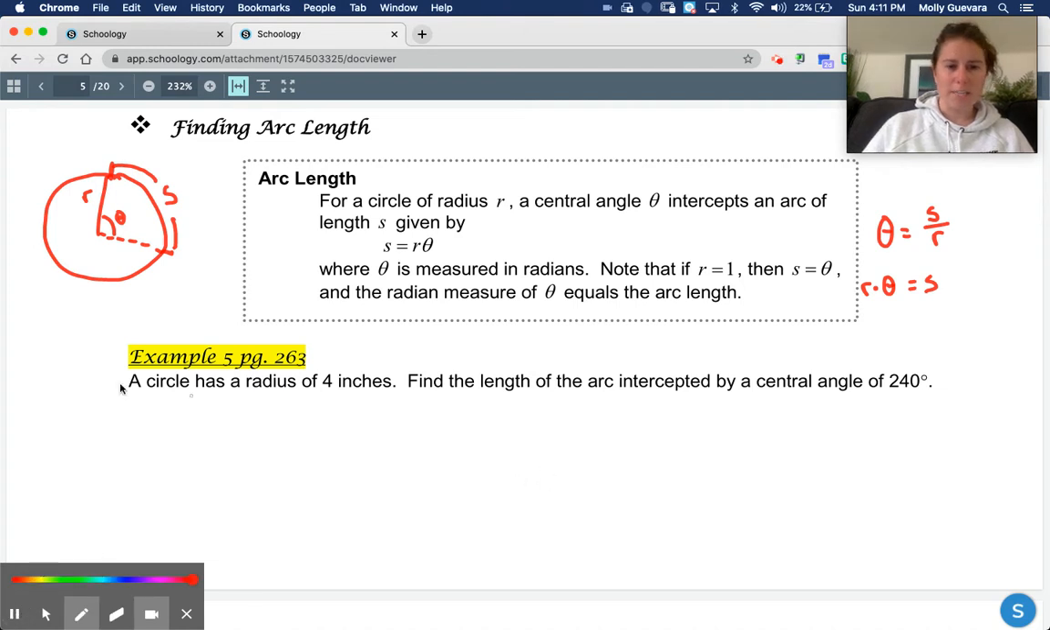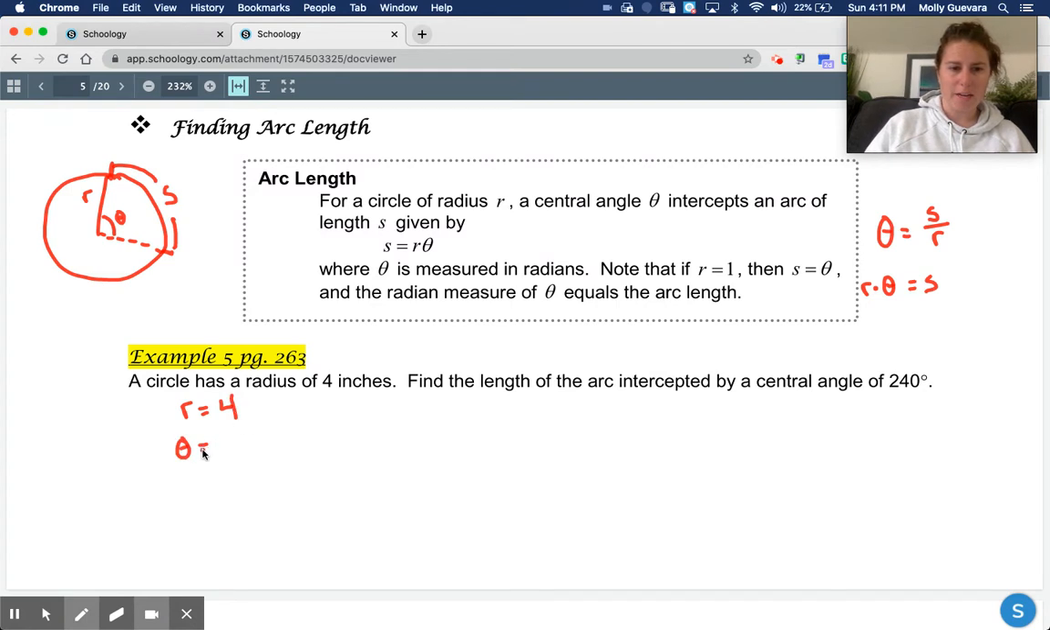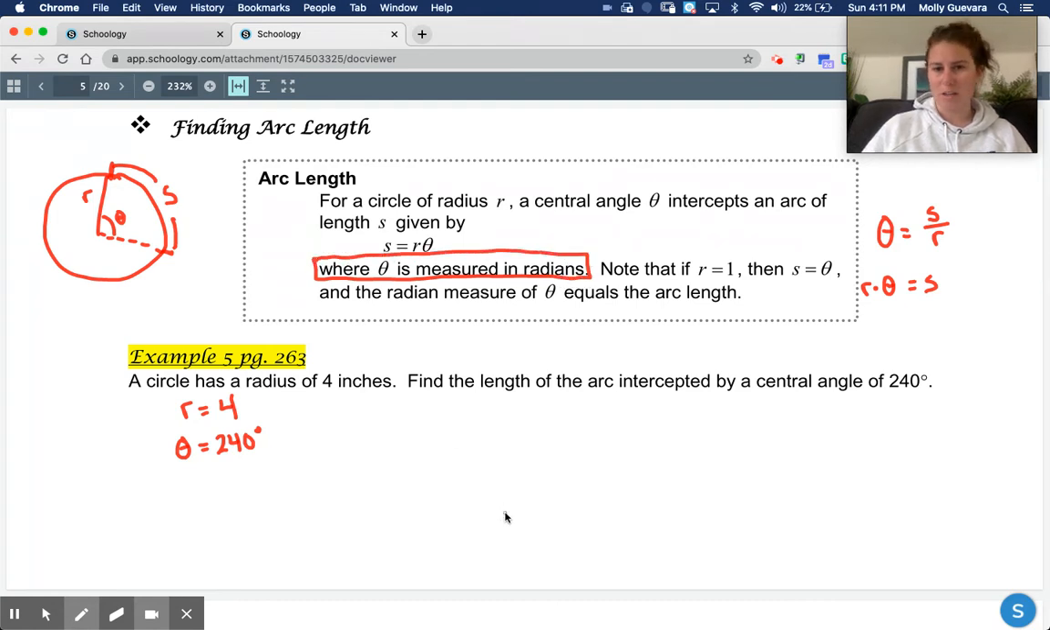So let's look at example 5 here. It says a circle has radius of 4 inches, so my r is 4. And it wants me to find the length of the arc if theta is 240 degrees. Okay, now this is key right here. Theta has to be measured in radians when we're using this equation. So even though this seems like it should be really easy, S is equal to r times theta, the only thing is that I have to convert theta from degrees to radians.